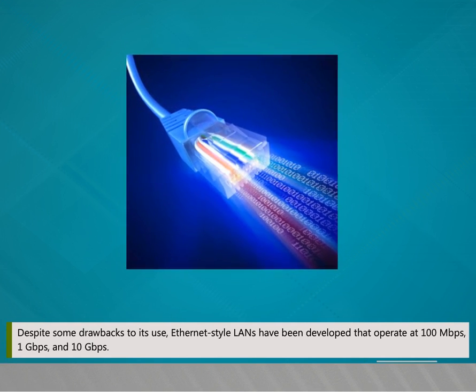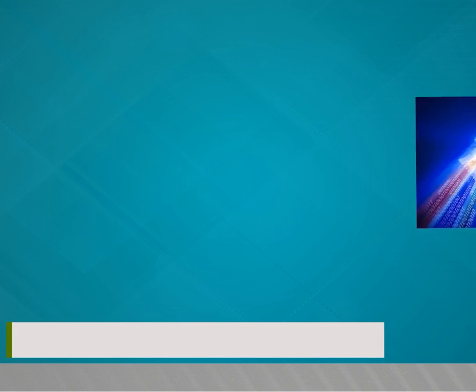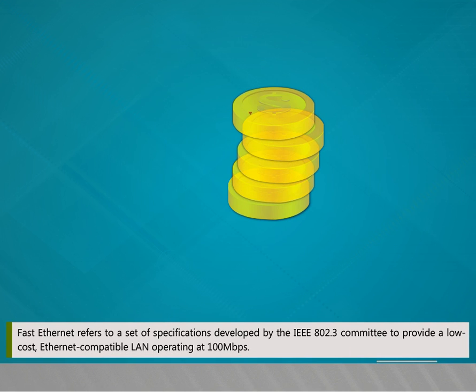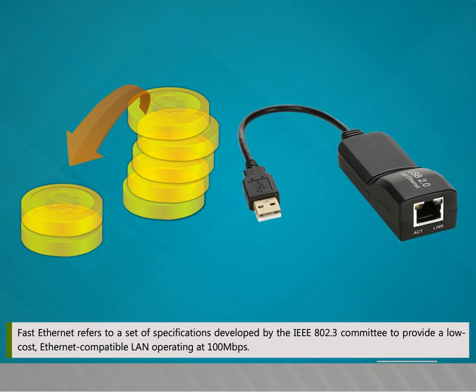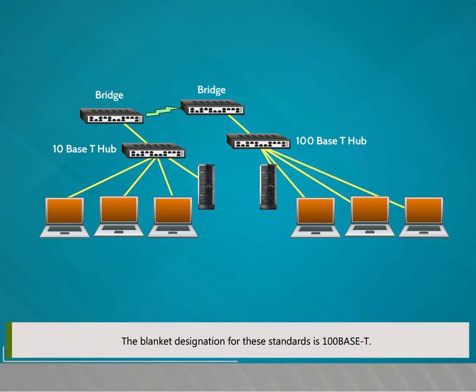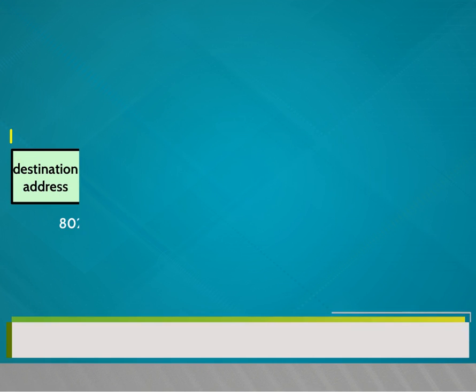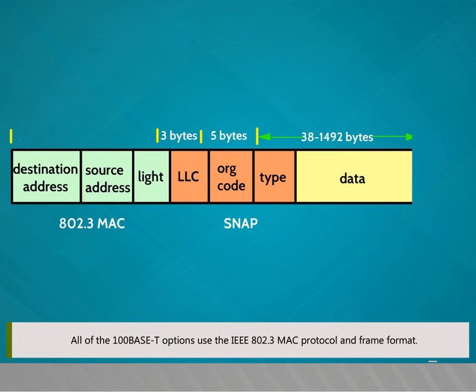Despite some drawbacks to its use, Ethernet-style LANs have been developed that operate at 100 Mbps, 1 Gbps and 10 Gbps. Fast Ethernet refers to a set of specifications developed by the IEEE 802.3 committee to provide a low-cost Ethernet-compatible LAN operating at 100 Mbps. The blanket designation for these standards is 100BASE-T. All of the 100BASE-T options use the IEEE 802.3 MAC protocol and frame format.